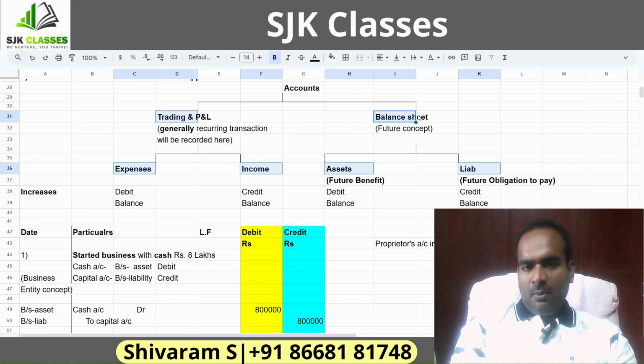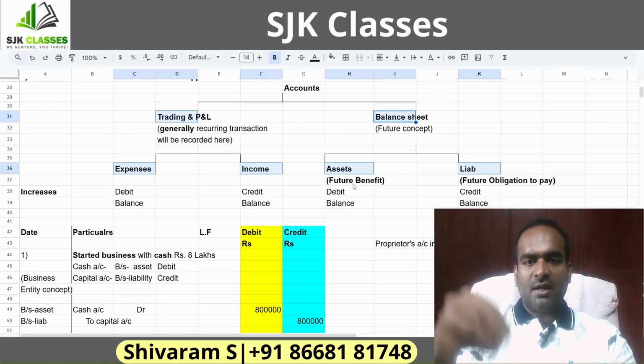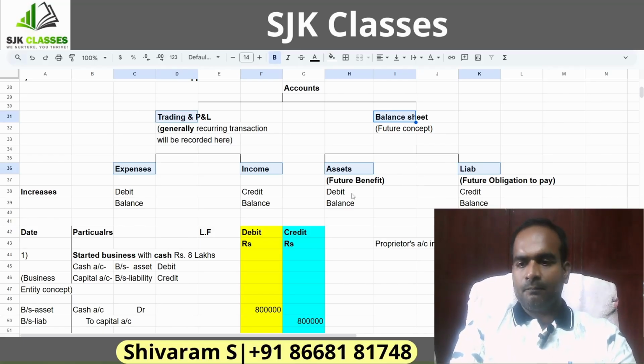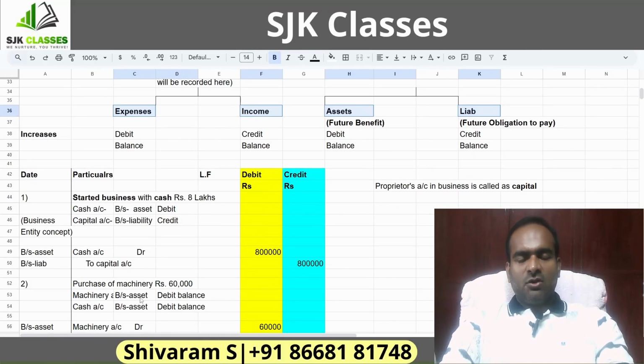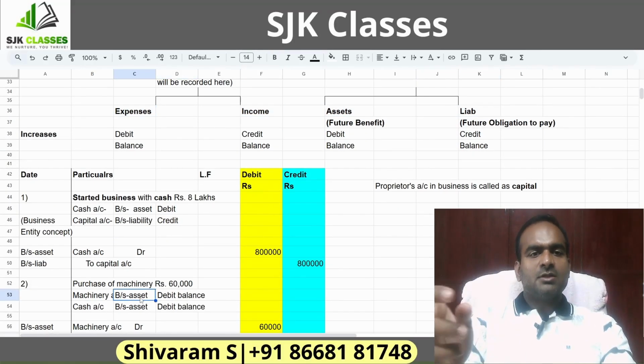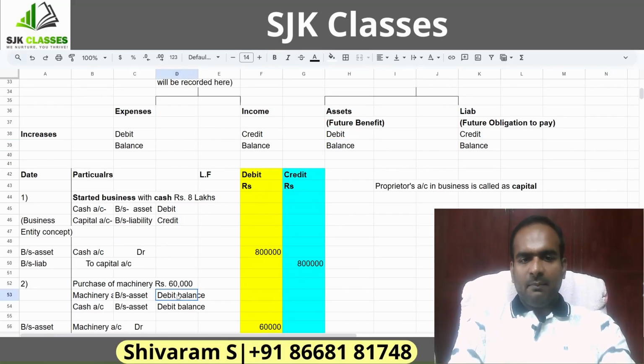Now, since it's going to be in balance sheet, is it going to be an asset or a liability? Obviously, from a machinery, you derive some future benefits. Hence, machine has to be an asset for the business. So, machinery is an asset for the business. Now, the next thing is what? Asset by default has got what balance? Debit balance. So, I have this debit balance.